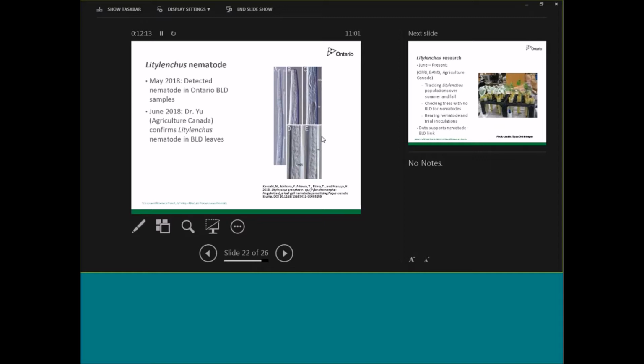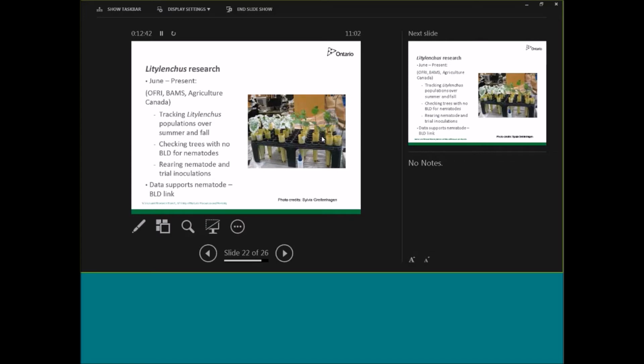All right, so as soon as we learned about the nematode, we asked for Rebecca to send in samples to us to our Ontario lab, and we found the nematode really quickly. And then very thankfully, Dr. Yu from Agriculture Canada was willing to accept our sample, and he confirmed that, yes, this was the Litylenchus species. And Dr. Yu has been continuing to work with us.